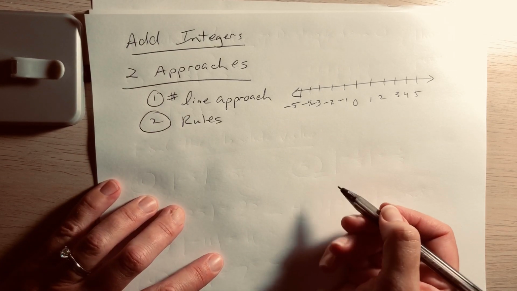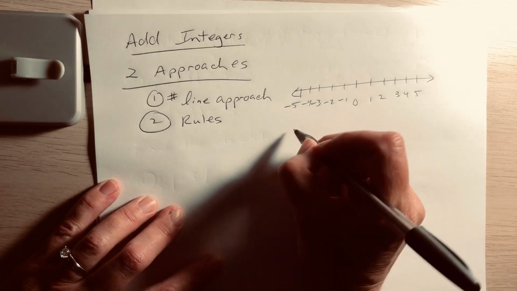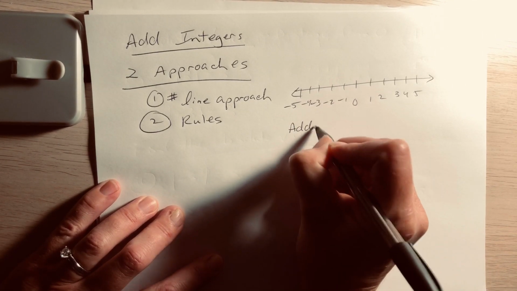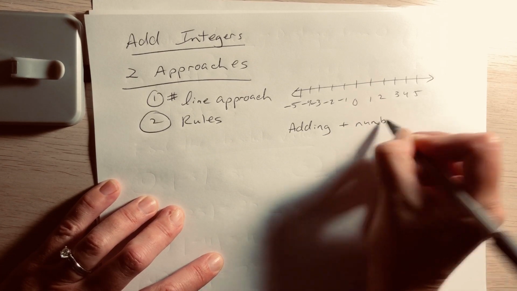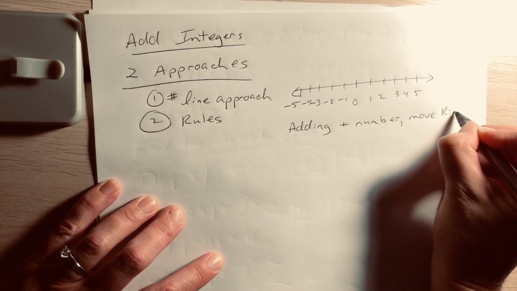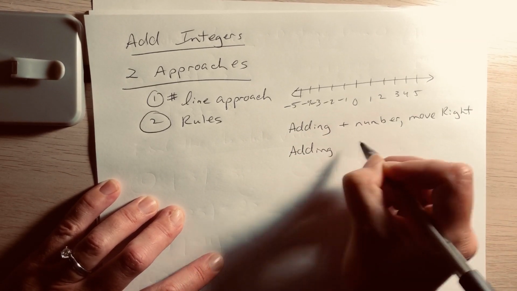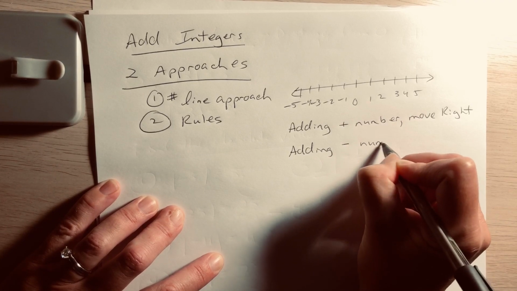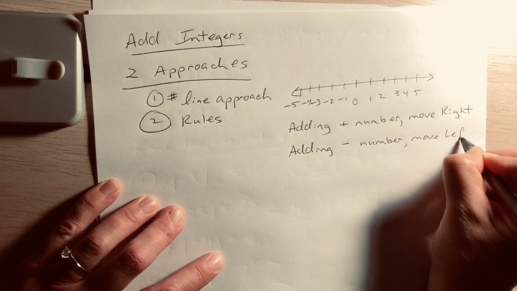If you're adding a positive number, you move to the right. If you're adding a negative number, you move left. So adding a positive number, move right. And if you're adding a negative number, move left.